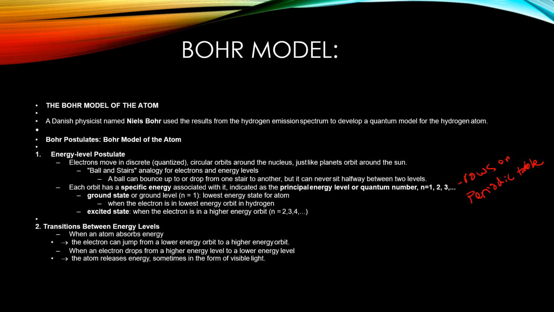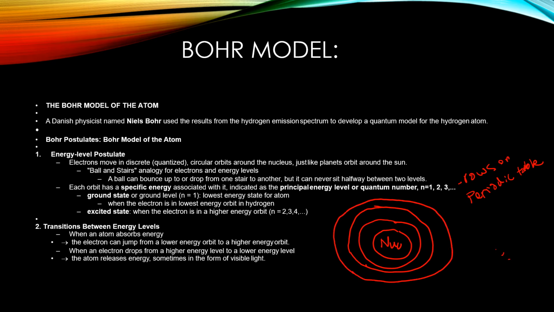But each orbit, in order to be found in that specific spot, has to have a certain amount of energy present. Now, you may think about the Bohr models in a more traditional way, where you have the nucleus and then you have rings, concentric rings going around it.